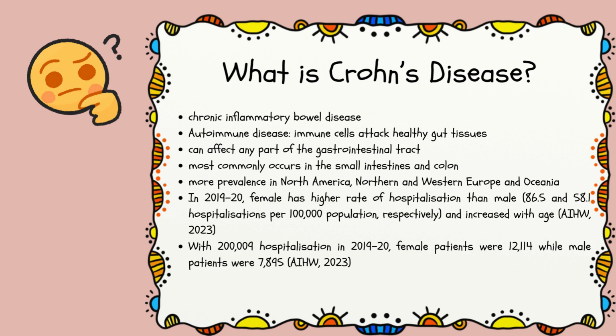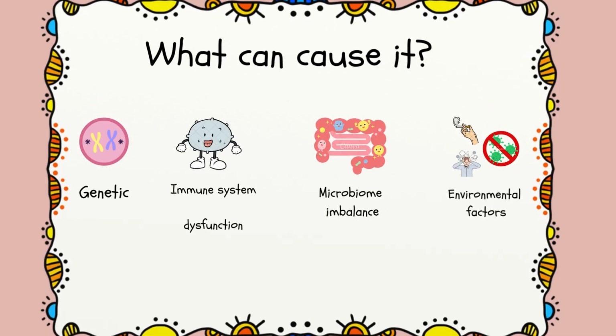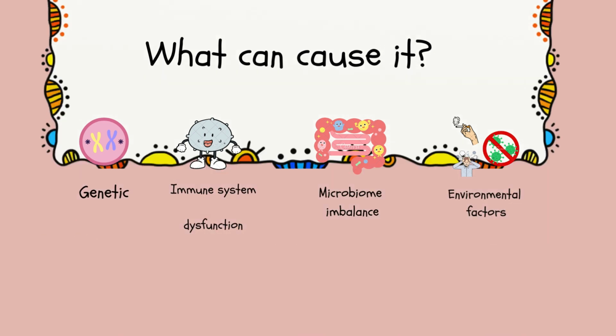Next slide, I will discuss some possible causes of this condition. The exact cause of Crohn's disease is still unclear. However, some studies suggest genetic, immunological, and environmental factors may play a role in its onset and progression.